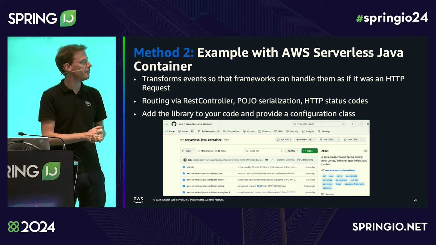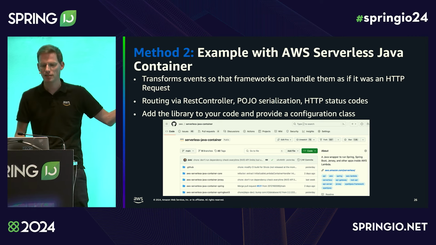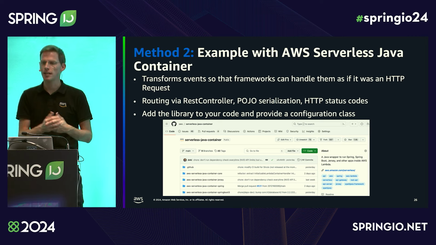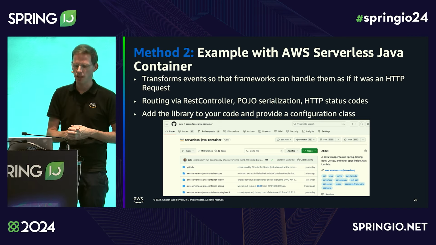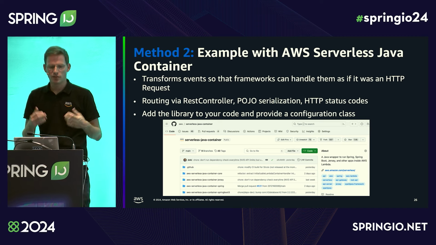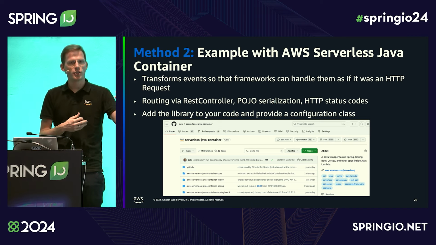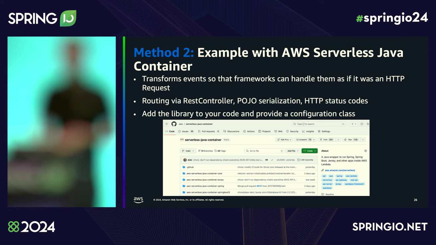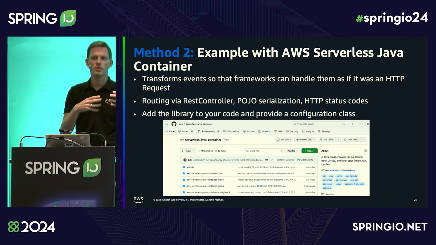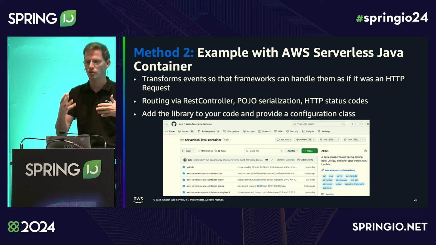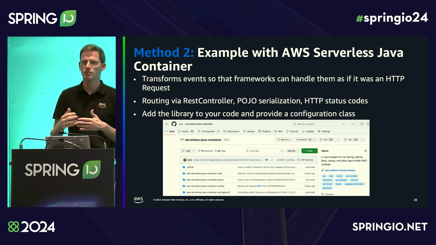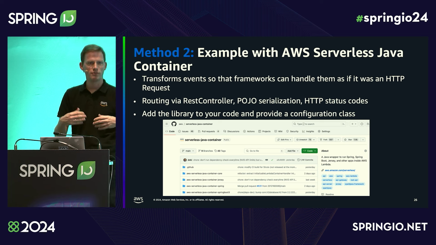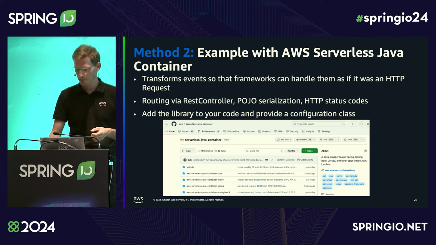It's an open source library. And basically you get API gateway requests in, and it translates them to Java servlet specification requests. And this allows you to just work again with the REST controllers that you already know, and there are just no modifications required to your existing code base. So you can just again work with HTTP status codes, and they get translated, and you can just add the library to your code, and then you're done.